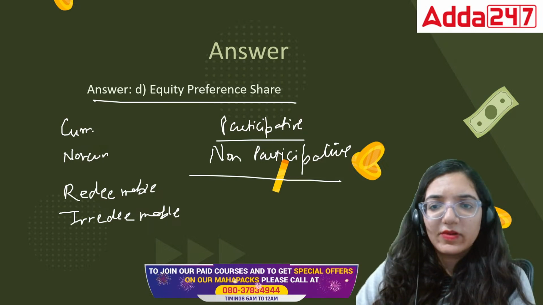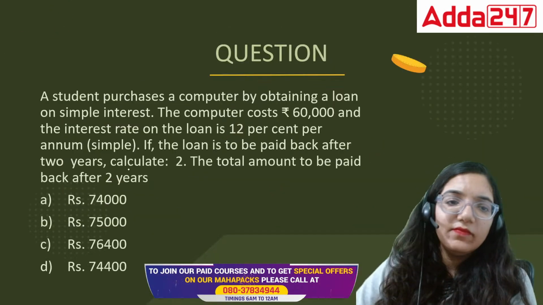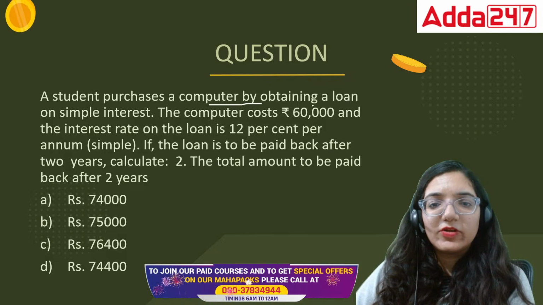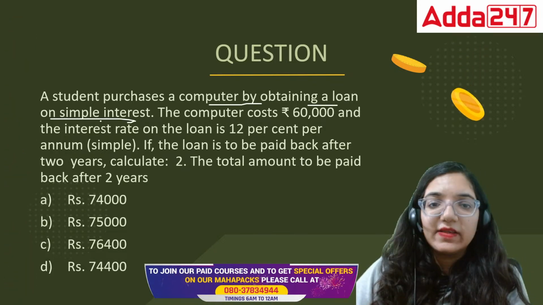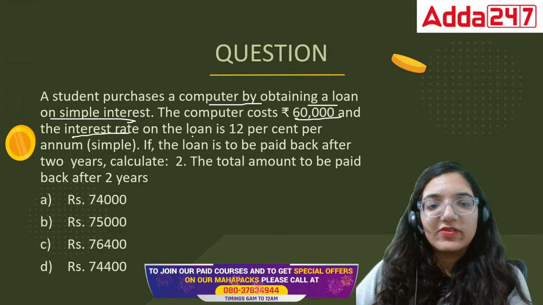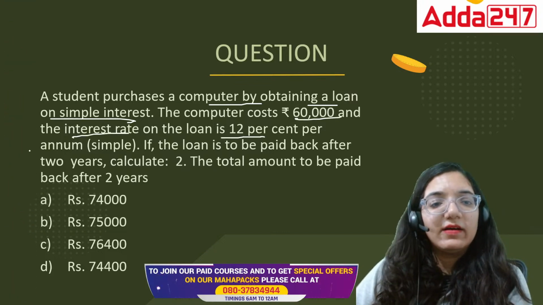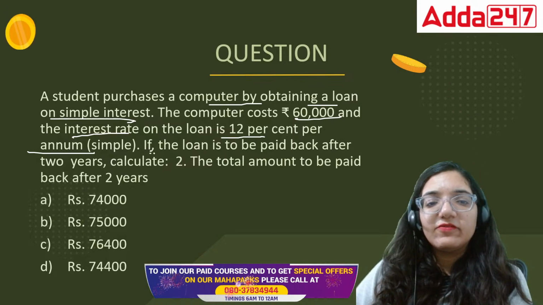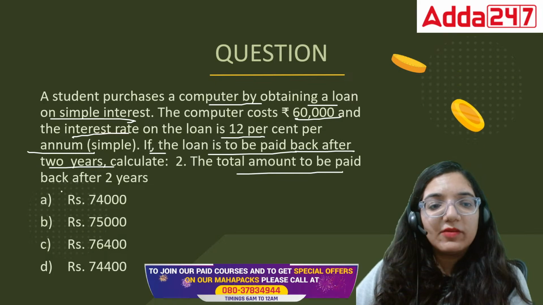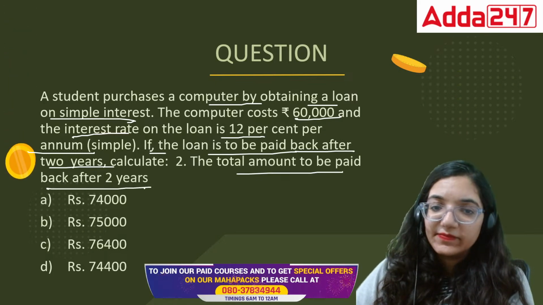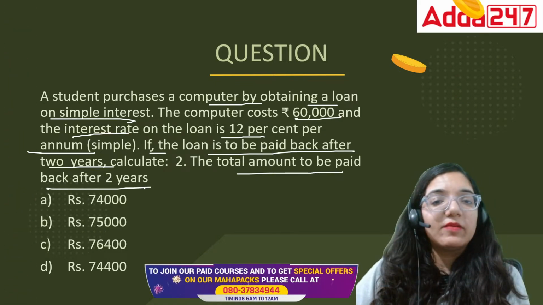This is a question from compound interest. A student purchased a computer obtaining a loan on simple interest. He has taken the loan on simple interest. The computer cost 60,000. The interest rate is 12% per annum. First, if the loan is to be paid back after 2 years, calculate the total amount to be paid after 2 years. What would be the amount that we will be paying?